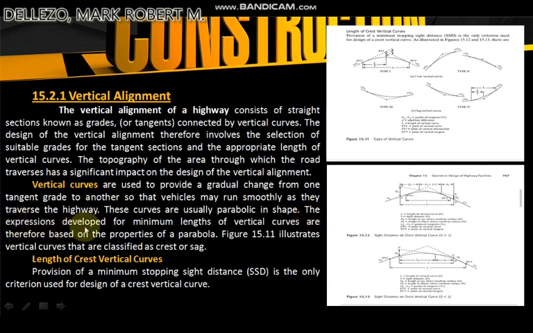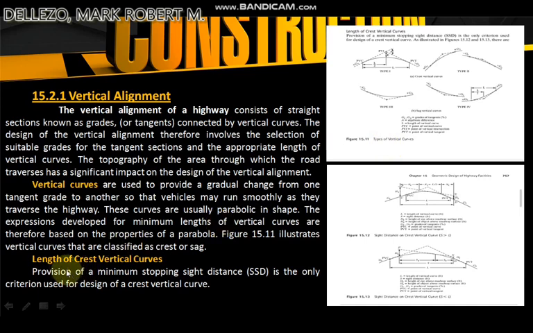The expressions developed for minimum length of vertical curves are therefore based on the properties of the parabola. Figure 15.11 shows vertical curves that are classified as crest or sag. So this is the sample. This is figure 15.11, types of vertical curves. You can see it in the book.